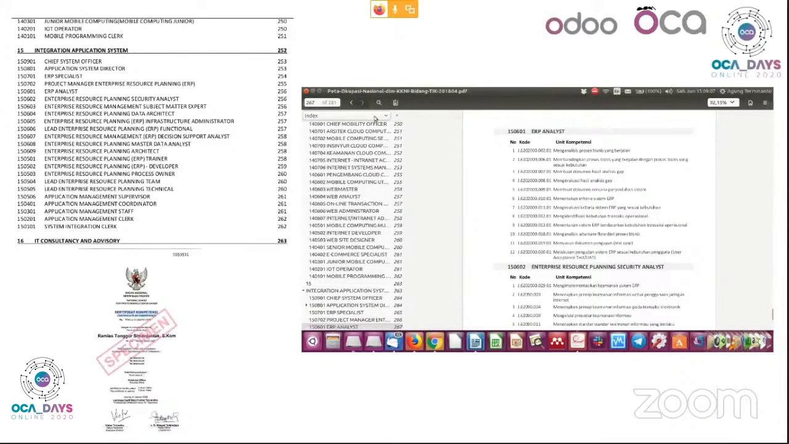In SKKNI, the national competency standard, there is no mandatory brand. So I use Odoo to support this competency.